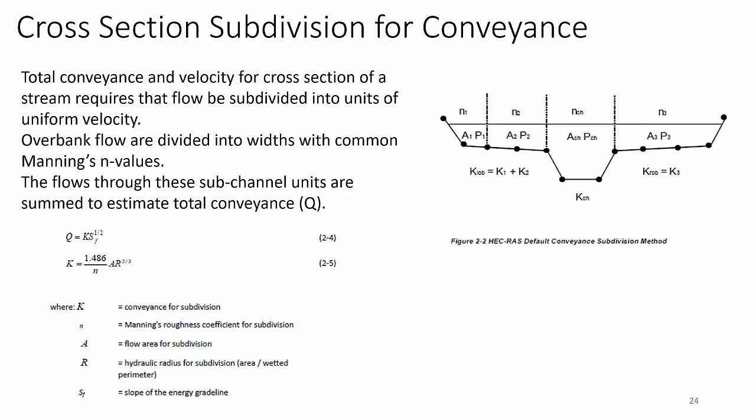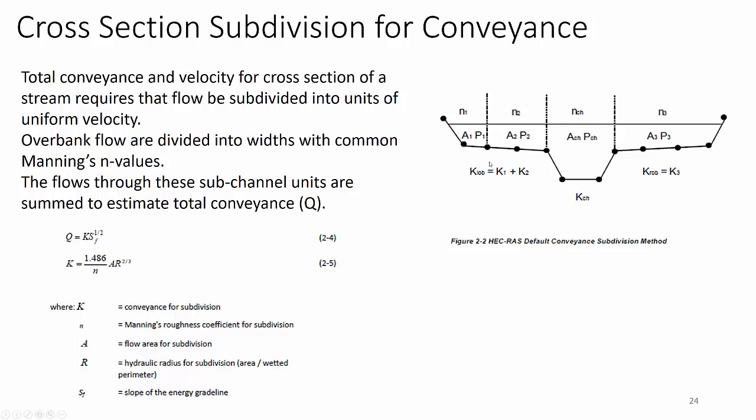Here's what that looks like. Total conveyance and velocity for a cross-section of a stream requires that the flow be subdivided into units of uniform velocity. And that usually means uniform Manning's n, because Manning's n, the roughness coefficient, along with the slope and a few other things, determines the velocity. If you standardize Manning's n, you capture most of the uniform velocity. You take a channel, this is a typical cross-section of a channel. You can have area 1, P1, which is the wetted perimeter, area 2, P2, area of the channel, P channel, area 3, P3, with different Manning's n values: n1, n2, n3 and the channel n.